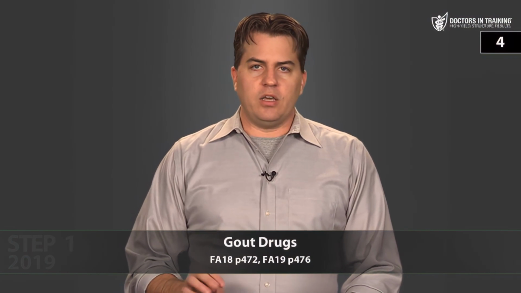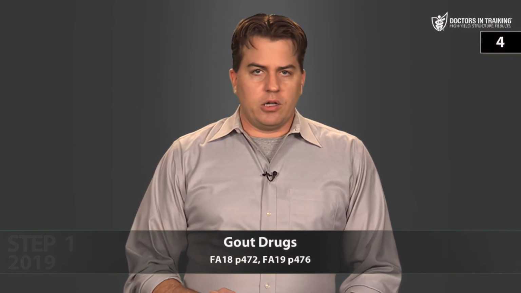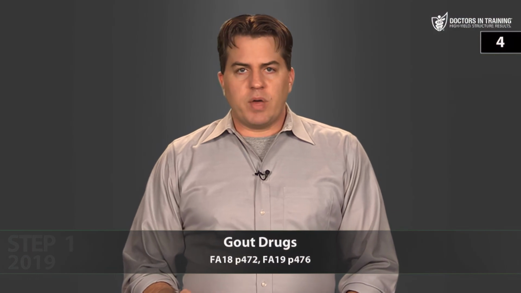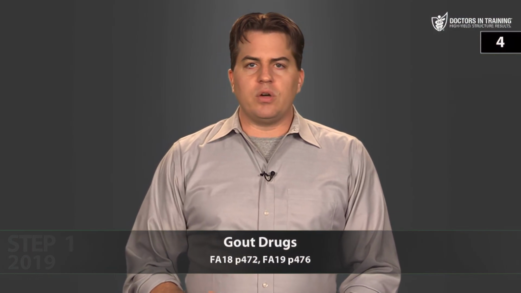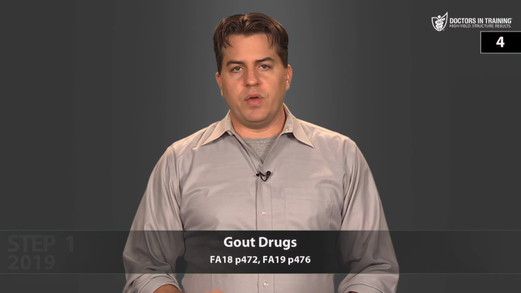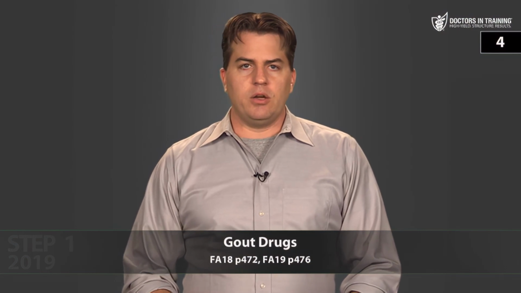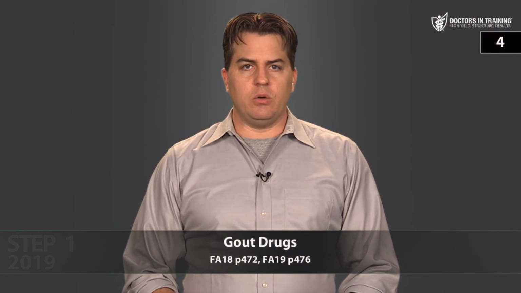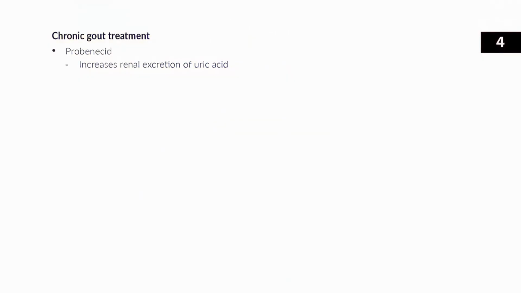So the patient had an acute flare, and you got the flare under control with steroids or indomethacin, and now you need to control the uric acid level so that you can prevent future attacks of gout. And there are a couple of different strategies to prevent acute flare-ups of gout. One strategy is to increase renal excretion of uric acid using probenecid. Probenecid works by inhibiting reabsorption of uric acid in the proximal convoluted tubule, which means that more of the uric acid is going to stay in the urine and get excreted.